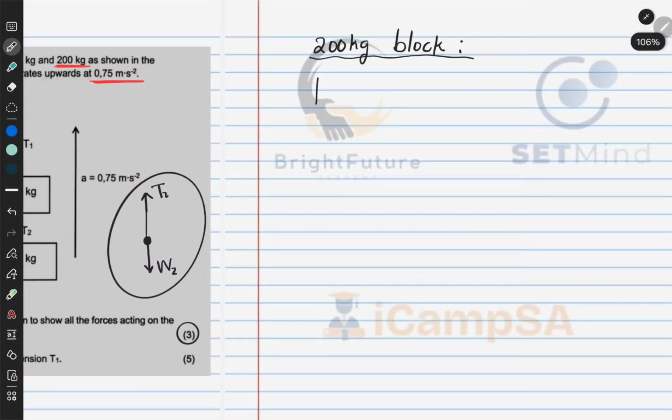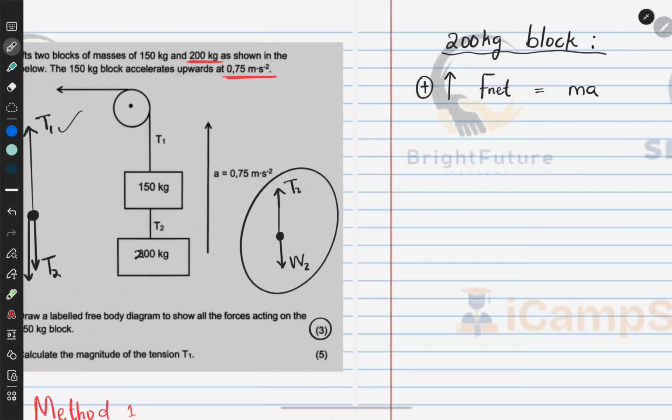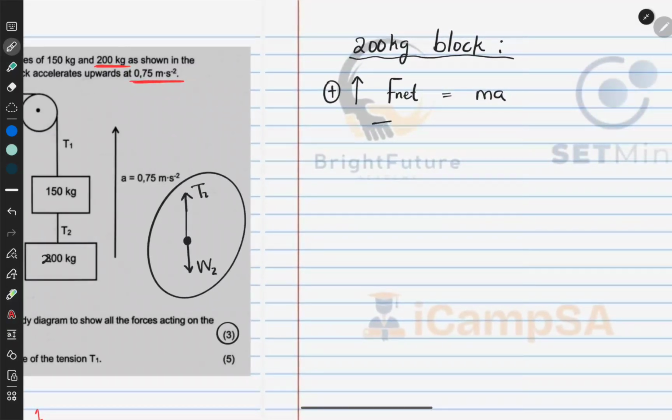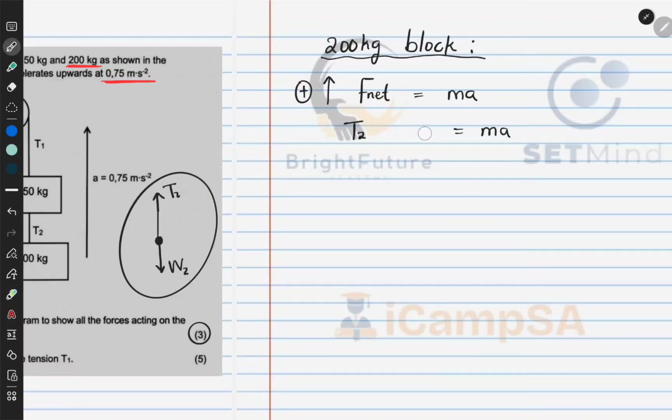So I'm still choosing upward as positive, right? Then I can say Fnet. Okay, then I only have two forces here. It's only T2, which is going up, minus the weight, which is going down. Remember, it's plus, and the reason I write it like this is to show you why it ends up being just minus W2. We were summing it, and then W2, or the weight, happened to be negative. Therefore, we just say T2 minus weight.